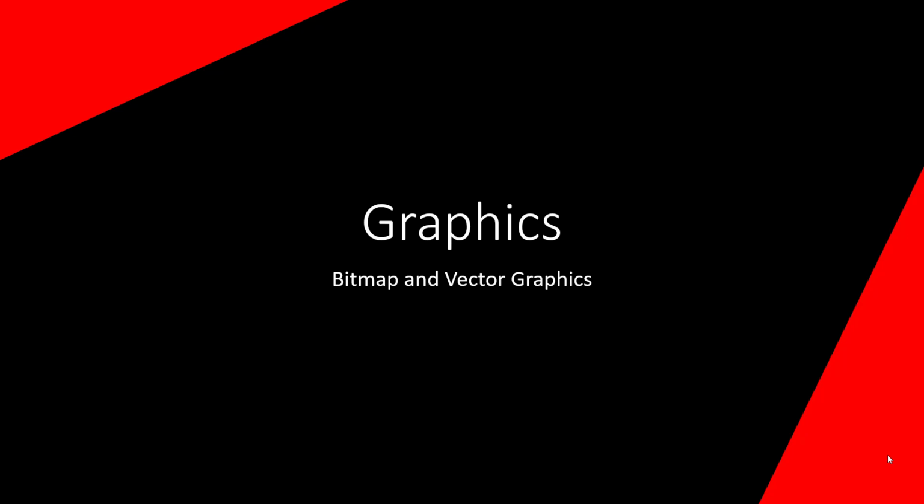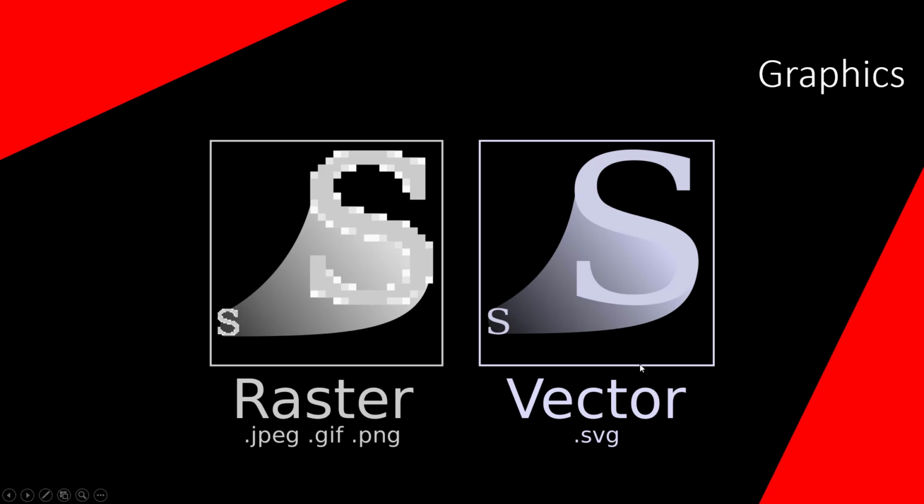Okay, in this video we're going to have a quick introduction to graphics and in particular bitmap and vector graphics. So these are different ways that we can store and display images on the screen. So we've got two main types. We have bitmaps, which are known also as raster graphics.